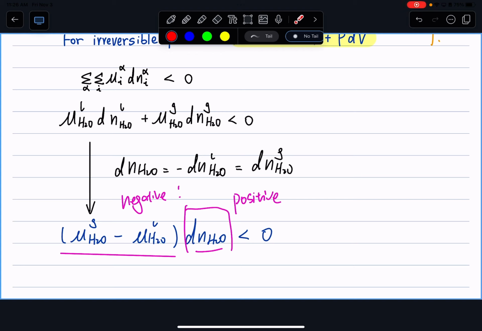Yes? I guess I'm still confused because wouldn't the change in the amount of water molecule moles be zero if you're just changing the phases? That's why I'm kind of confused.